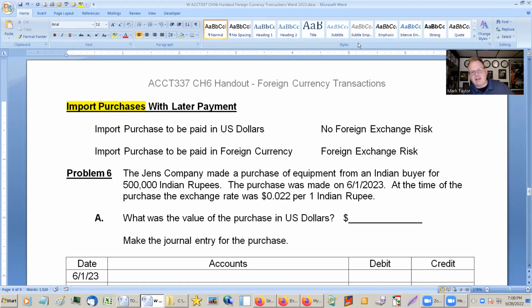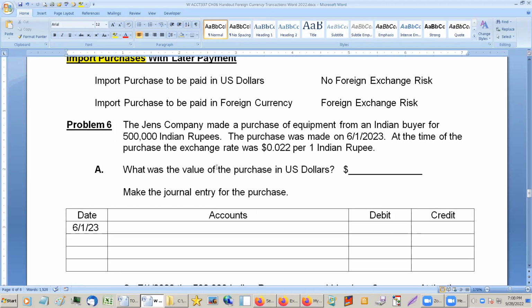Purchases. So this is when we're buying something from somebody else. And maybe they don't want US dollars. So they want it in their own currency. And so we agree to the purchase, but now we have to pay in their currency. So that's what this one's about. This is sort of the other way around, where we have to pay them in their local currency, whatever it is.